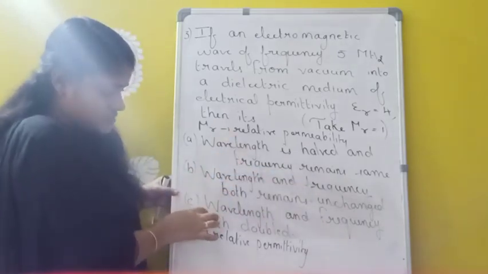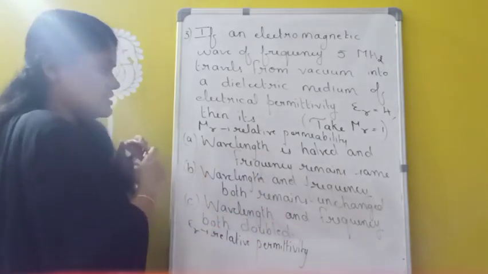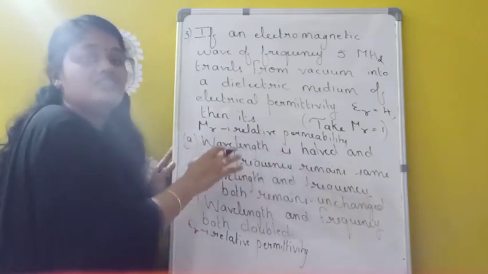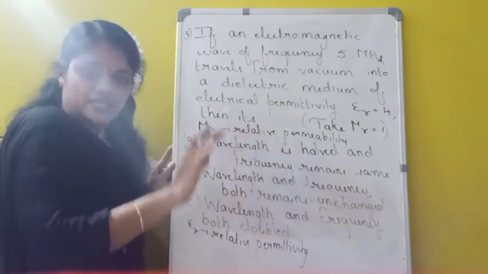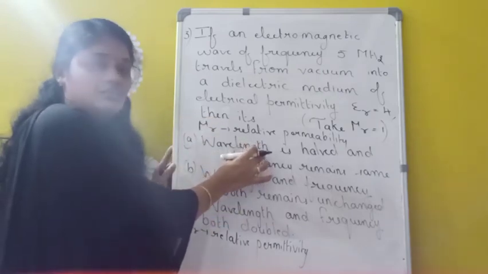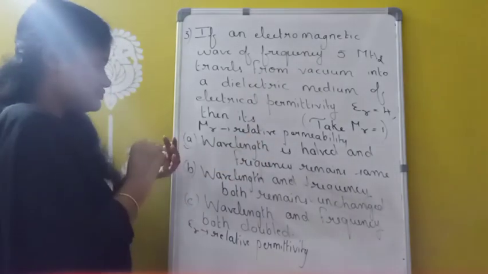And what is the third option? Wavelength and frequency both double. That is also a wrong answer. So what is the correct option here? Wavelength is half and frequency remains the same. So I told you, in the case of refraction, there is no change in frequency. Only the wavelength becomes half. How this wavelength is becoming half, I will tell you.